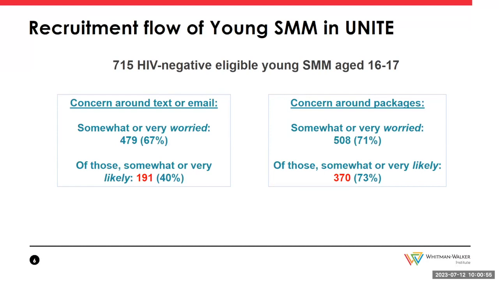So 67% of those we surveyed were somewhat or very worried. So a third were not worried at all about what might happen if their parents were to read a text message or an email from us. So it's not worry that they would read it, it's worry about what might happen if they read it. And then the same thing for packages, about 71% were worried, so about a fifth were not worried about what might happen if their parent were to open a package from us that was sent to them.